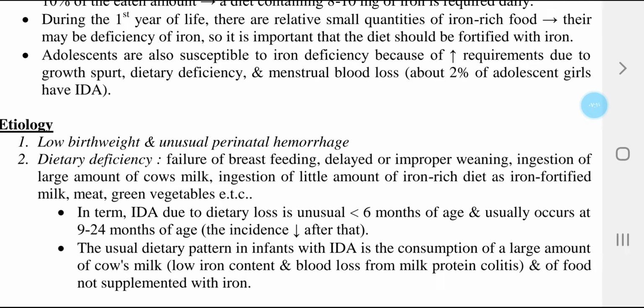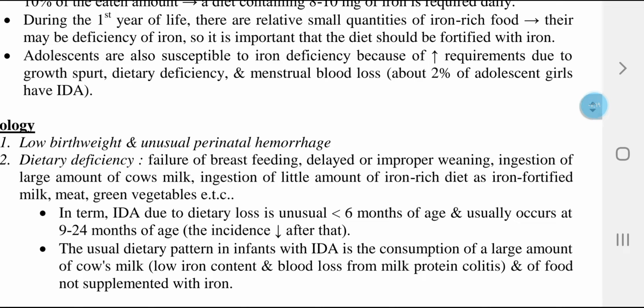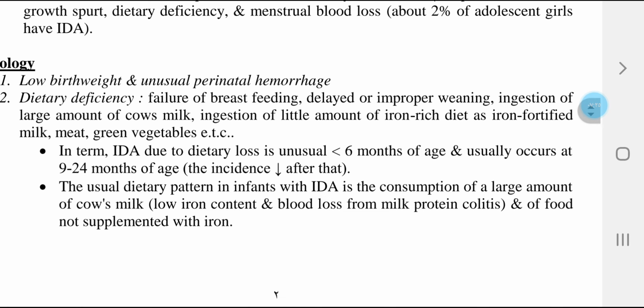In term infants, iron deficiency anemia due to dietary loss is unusual below 6 months of age and usually occurs at 9 to 24 months of age. The incidence will decrease after that. The usual dietary pattern in infants with iron deficiency anemia is the consumption of a large amount of cow's milk, low in iron content, with blood loss from milk protein colitis, and of food not supplemented with iron.